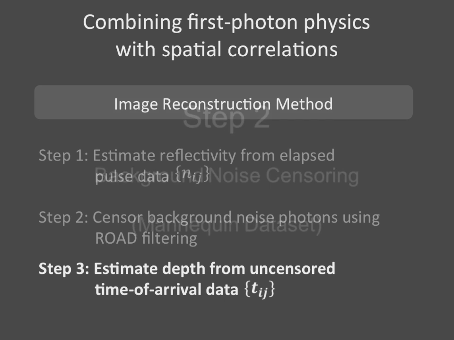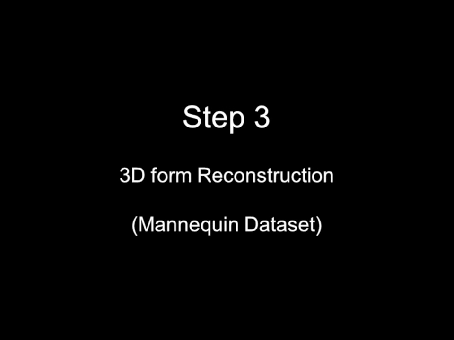As shown here, most of the noisy detections have been censored by the proposed method. Finally, in step 3, we reconstruct the 3D image by solving a regularized maximum likelihood estimation problem using the time-of-flight data at uncensored pixel locations to recover an accurate 3D image.